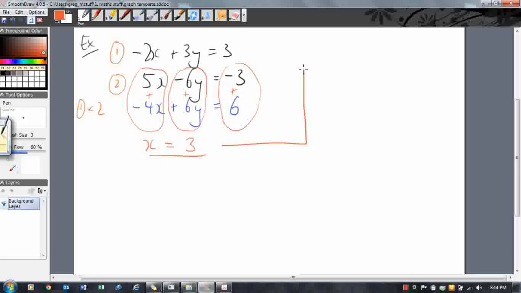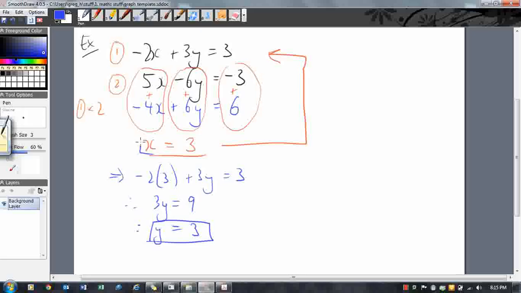How do we find y? We substitute back into one of these equations. Which one? Let's do the first one. Okay, it could be the second one. Doesn't really matter. One doesn't look better than the other here. Okay, so negative 2x. That's negative 2 times 3 plus 3y is equal to 3. Therefore, 3y is equal to, so this is negative 6, move negative 6 to the other side, is positive 6. 3 plus 6 is 9. Therefore, y is equal to 3. y is equal to 3, x is equal to 3.